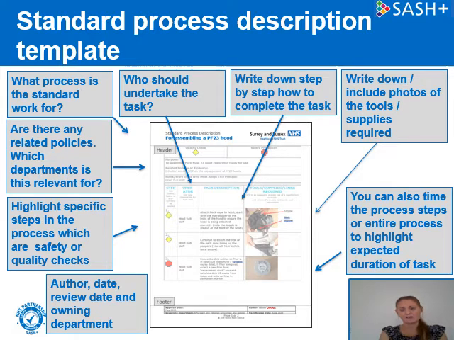And then identify at each of the steps, are there any quality or safety checks? This is where you put the red crosses for the safety checks and the yellow diamonds for the quality checks. And then finally, who authored the standard work, the date that it was created, the review date, and who owns the standard work.